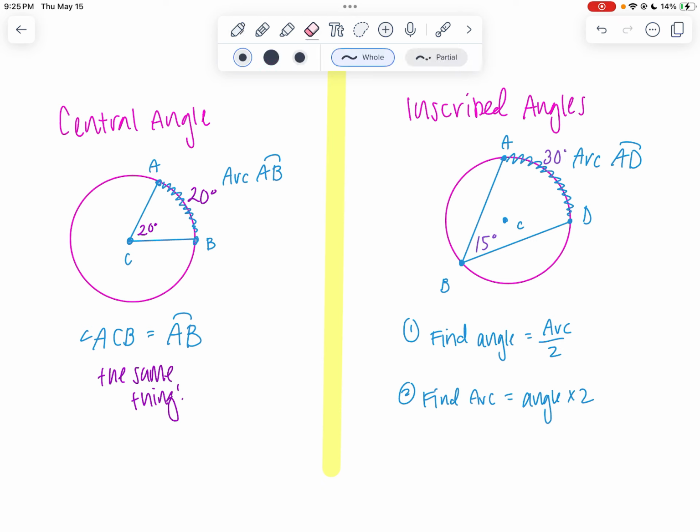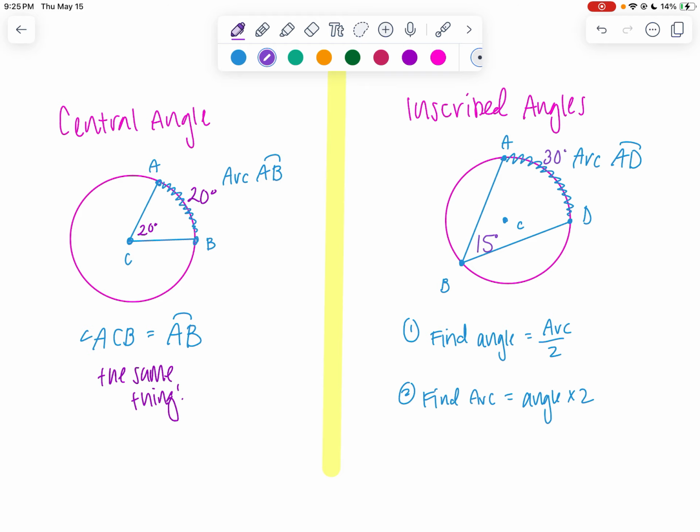Vice versa, if I start with my arc measurement, let's say arc AD is 30 degrees, to find the missing angle I have to take the arc measurement of 30 and divide it by 2, which would give me 15 degrees. So you're either multiplying or dividing by 2 if you have an inscribed angle.